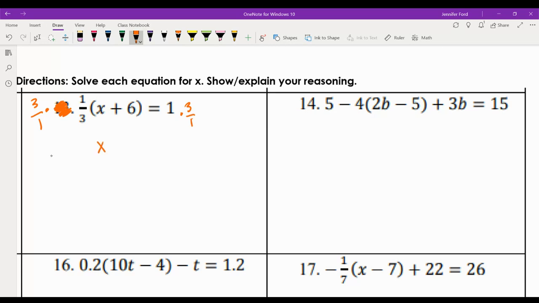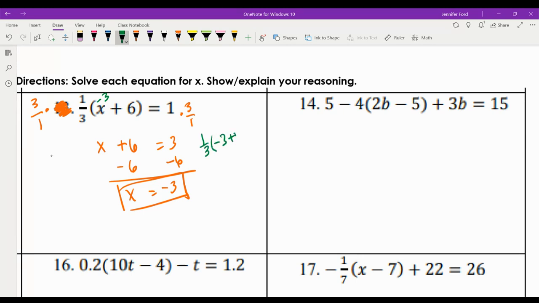So x plus 6 equals 3. Subtract 6 from both sides. X equals -3. And if we were to check it, I'd make that -3. So I've got 1/3 times -3 plus 6 equals 1, which is 1/3 of 3 equals 1. 1/3 times 3 really is 1, so 1 equals 1. That is correct. All right. How'd you do?